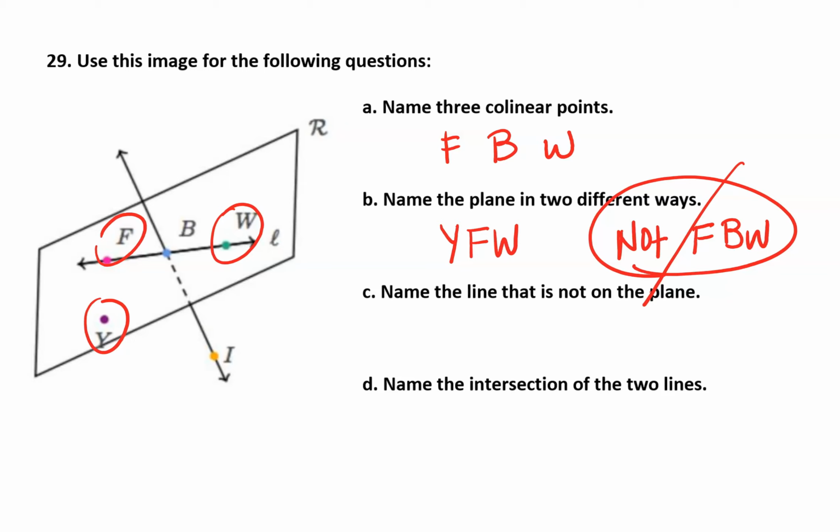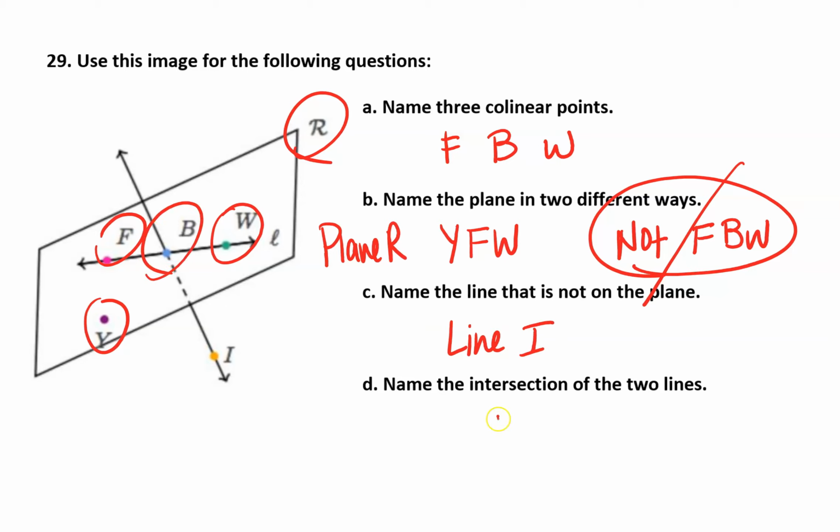You could have also named it as plane R. The line that's not on the plane is line I. And the intersection of two lines is always just a point, so that is point B.